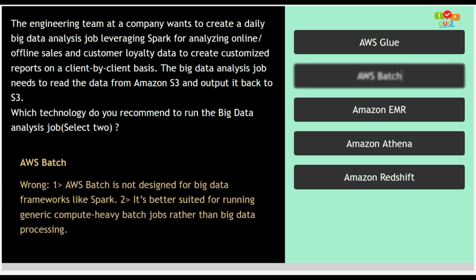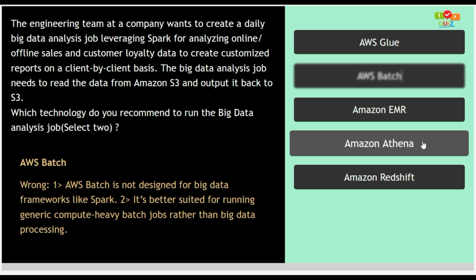AWS Batch. AWS Batch is not designed for big data frameworks like Spark. And also, it's better suited for running generic compute-heavy batch jobs rather than big data processing. So this option is wrong.